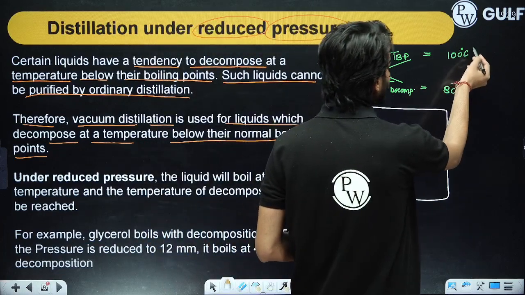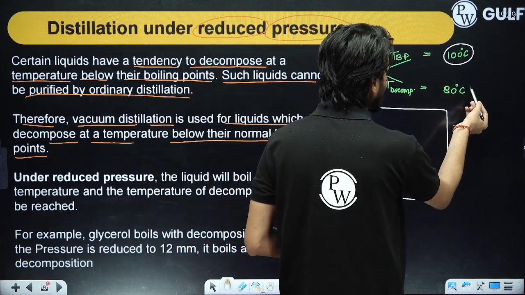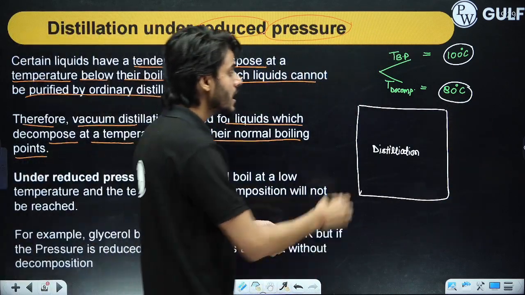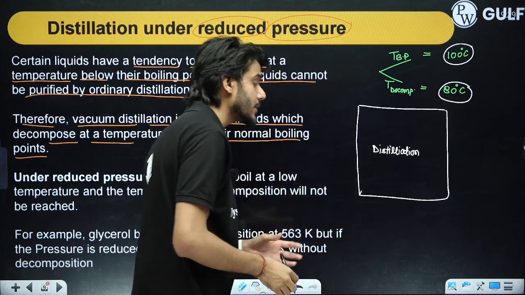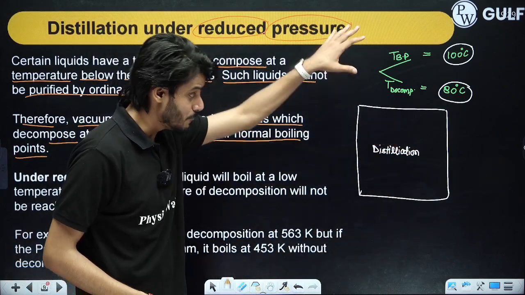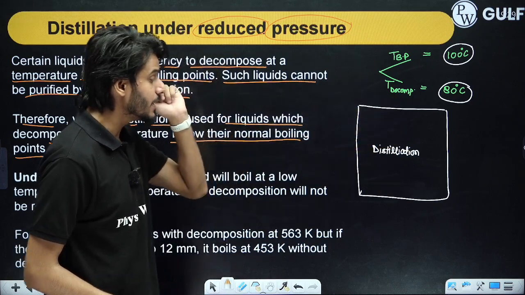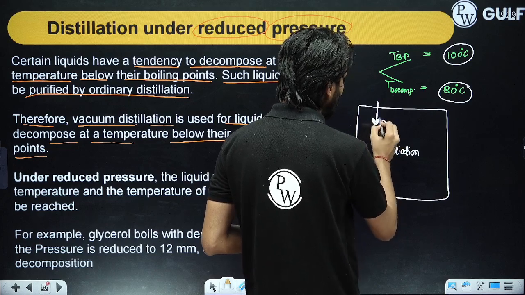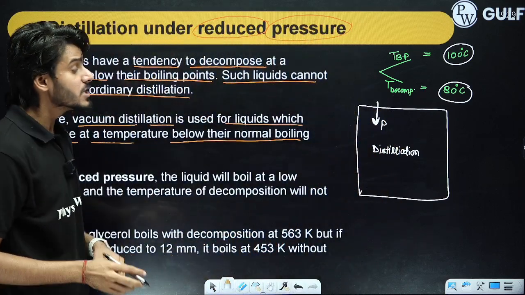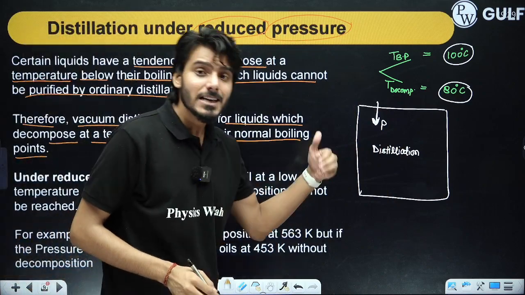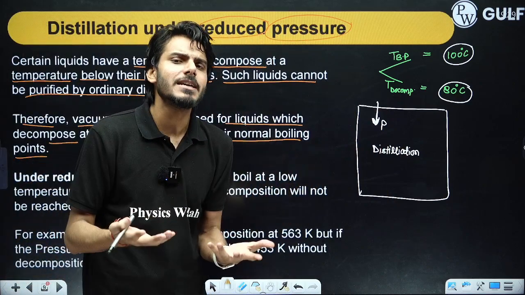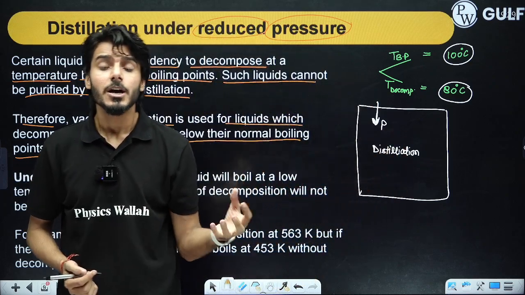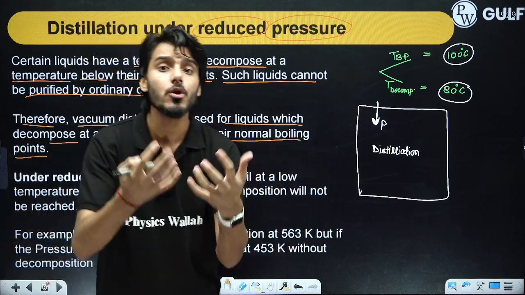I know the boiling point is 100 degrees Celsius. I know the decomposition temperature is 80 degrees Celsius. What if, before the distillation process, I put my whole distillation apparatus into this vacuum, and I can manipulate the pressure around it? If I decrease the pressure of my organic compound, it is easier to vaporize it, guys.